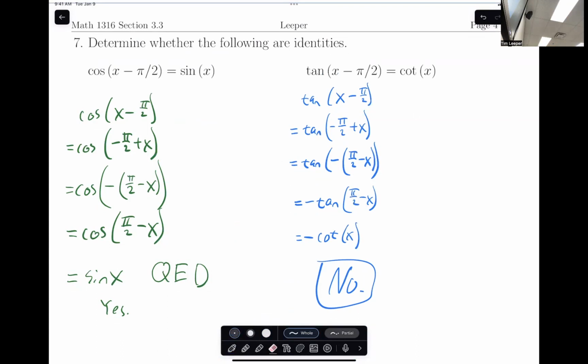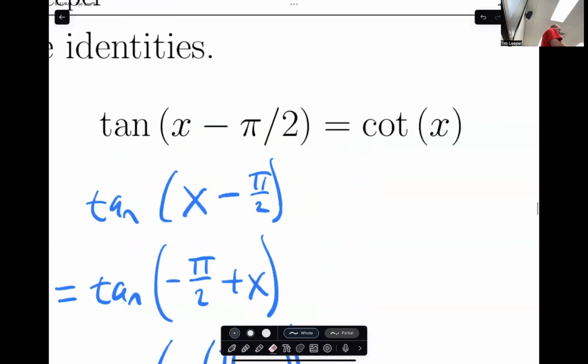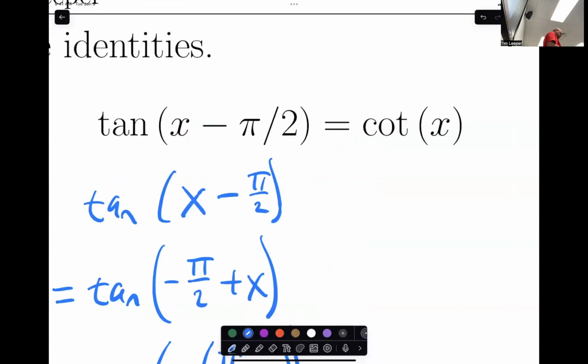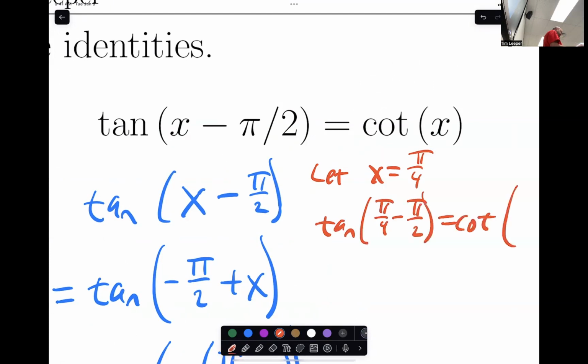Wait, so you went right to QED on the second one? No, it was not a proof. In fact, it's an anti-proof, if you will. In fact, to really make sure that this is just not true, let's plug in, let's say, pi over 4. I could have just said, let x equal pi over 4. So the tangent of pi over 4 minus pi over 2 is equal to the cotangent of pi over 4.